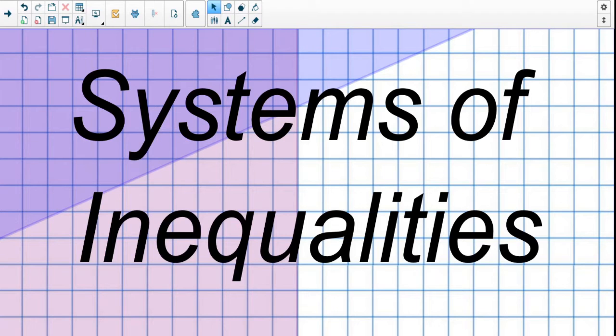Let's talk about systems of inequalities. These are like a system of equations, but instead of having an equal sign, it's going to be an inequality, which just means that we need to shade the graph in the direction of that inequality.